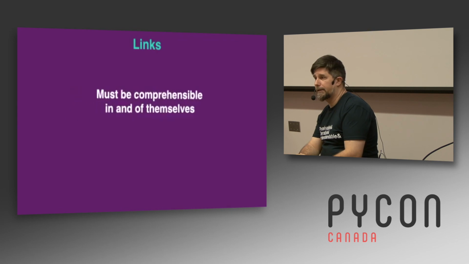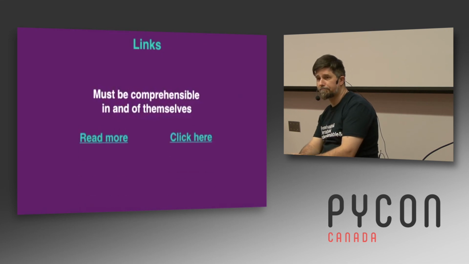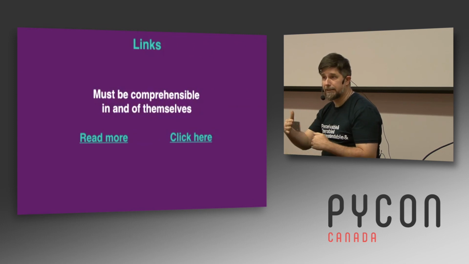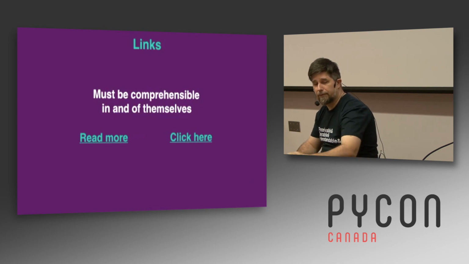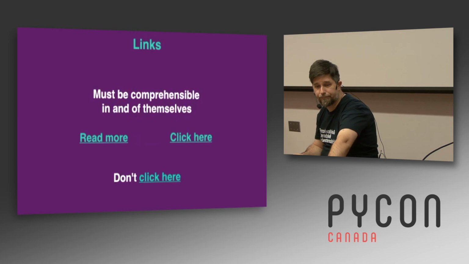Links. The links must be comprehensible in and of themselves. And one of the things we see a lot of is read more and click here. Now, it's possible for a screen reader user to actually bring up a list of links and see what's going on with the links. But what happens if the link is click here, but in context it says don't click here, but you only see the click here? Suddenly you've changed the meaning, the destination of the link completely. So make sure that the links you build are making sense when they're read in and of themselves.